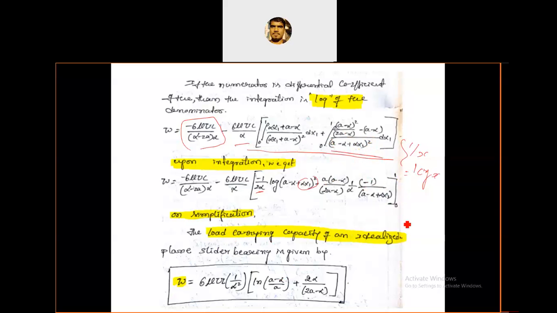After applying these limits inside the bracket and simplifying, the final load carrying capacity of this equation will become, and here also we take the common outside, 6 mu by alpha square, and simplify. The final equation will become W is equal to 6 mu U L 1 by alpha square whole bracket ln (a minus alpha by a) plus 2a by (2a minus alpha). This equation you can get in the data handbook.